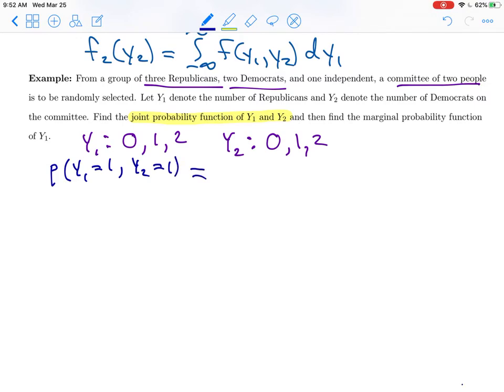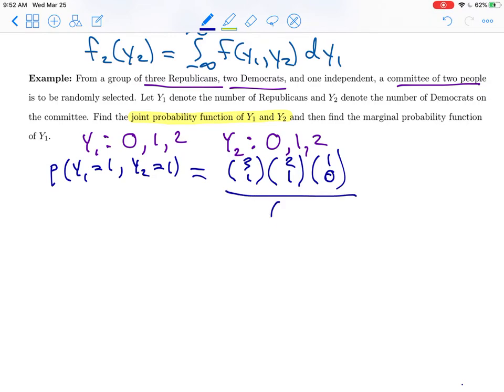And then I'll create a table that fills in the other values, but this should give us a sense of how to calculate those. From among the 3 Republicans, we are going to choose 1. From among the 2 Democrats, we choose 1. And from among the 1 independent, we are choosing 0. So that is the number of committees that consist of 1 Republican and 1 Democrat that could be formed out of these 6 persons.